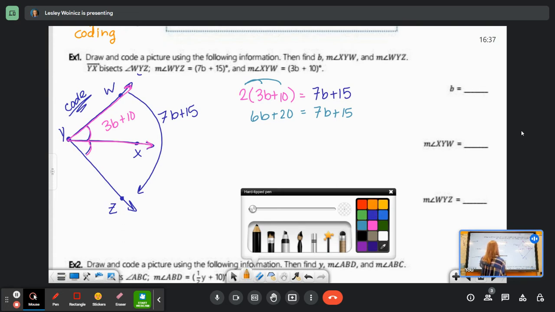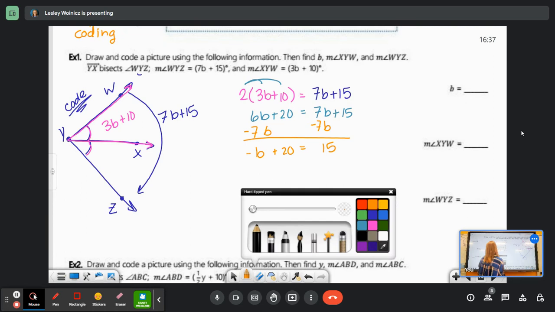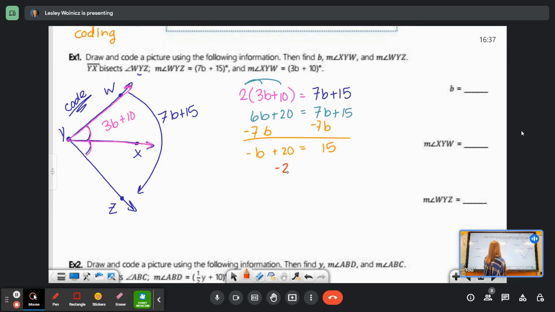I want all my B's on one side, so I subtract 7B from both sides. Okay, now I've got negative B plus 20 equals 15. Subtract 20 from both sides. And I get the opposite of B is negative 5, so B has to be positive 5. So I know B is 5.